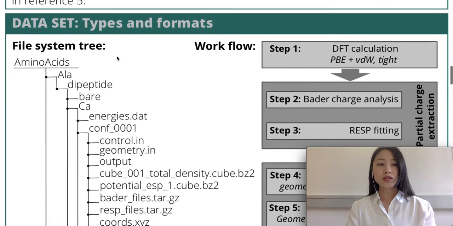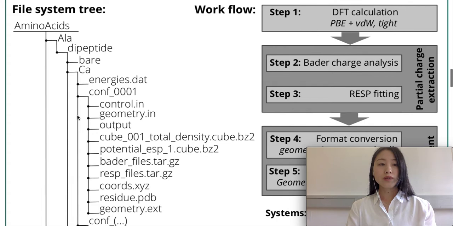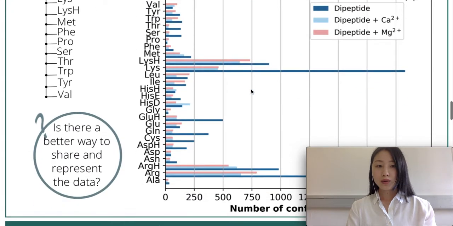The next part is dataset types and formats. Here we show the file system tree of the dataset. On the right side, you can see a figure of the workflow. And lower here is a figure about the number of conformers of each system.